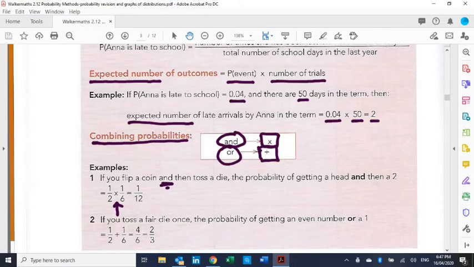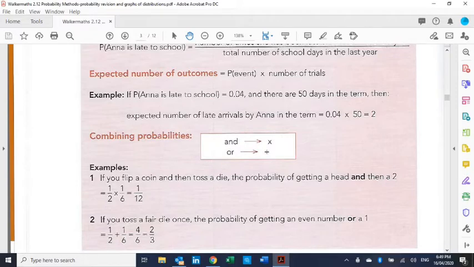If you toss a fair die once and you want the probability of an even number or a 1, that's an "or" statement. So we ended up taking those two probabilities and adding them together. Okay, so again, a brief review, but an important review of some topics dealing with probability.